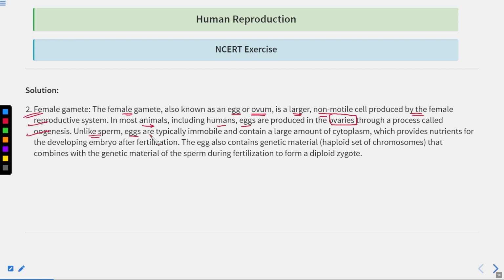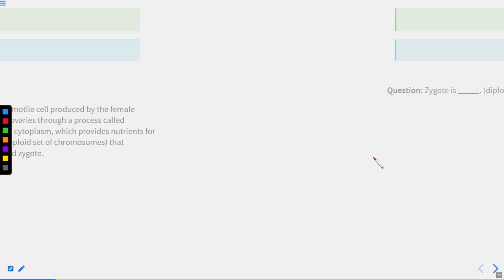Now, unlike sperms, eggs are typically immobile, meaning they are non-motile, and contain a large amount of cytoplasm, which provides nourishment for the developing embryo after fertilization. Now, the egg also contains genetic material, meaning it contains a haploid set of chromosomes. It is haploid because it is produced through meiosis. That combines with the genetic material of the sperm during fertilization to form a diploid zygote. All right, this is clear.